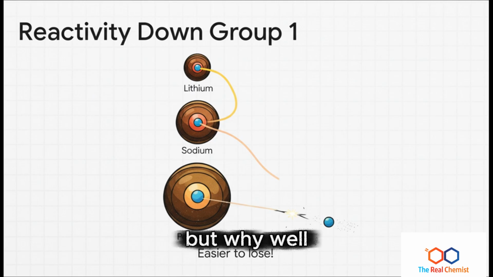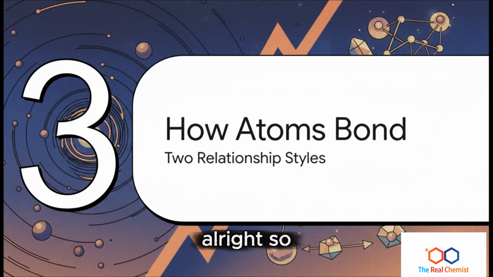But why? Well, as you go down, that one lonely outer electron gets farther and farther from the nucleus. It's also shielded by more layers of inner electrons. All this means the nucleus has a weaker and weaker grip on it. And the result? Boom. That electron is way easier to lose, which is what makes a chemical reaction happen. All right, so we know the players, the atoms. Now let's see how they actually connect with each other to build, well, everything.